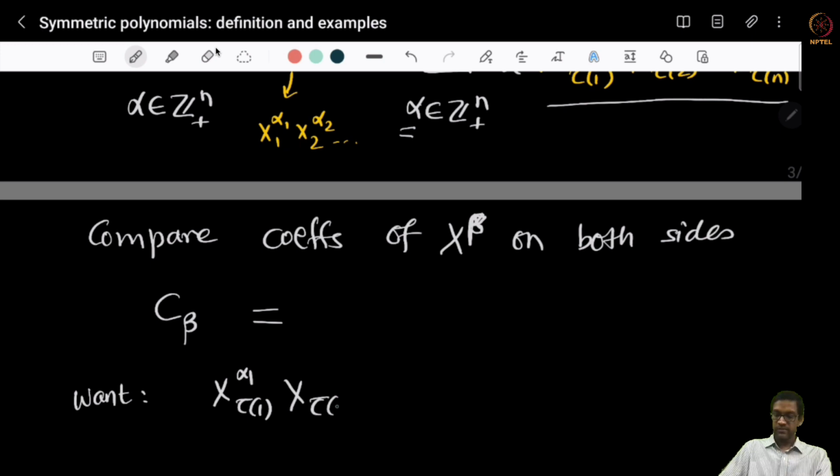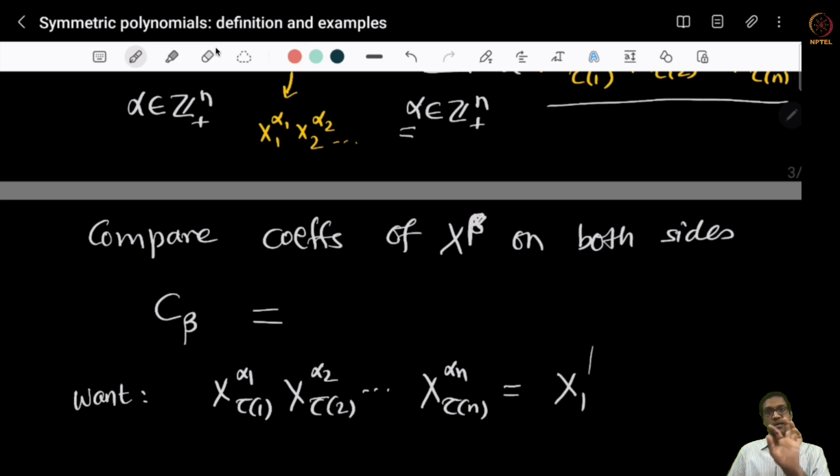Tau n to the alpha, and I want this monomial to be the monomial x to the beta, which means it's x1 to the beta 1, x2 to the beta 2, etc. Okay, so this is the observation we made. Either you keep the powers in place and permute the variables, or that same term you can think of as being obtained by keeping the variables fixed and permuting the powers. So that's what's going to happen now.